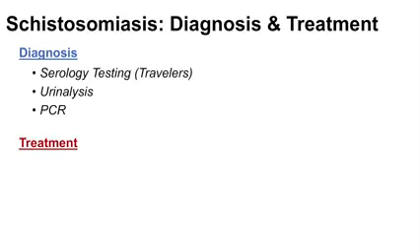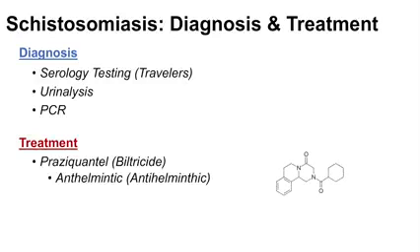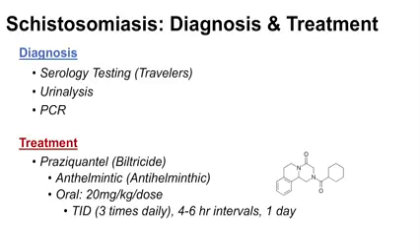And once we have determined it is a schistosoma infection, what are some of the treatments? Well, the treatment for schistosomiasis is praziquantel or biltricide. So praziquantel is actually an anthelmintic, an anti-helminthic. It's against these parasitic worms. So it is a drug that can kill these parasitic worms. And a dose of typically 20 milligrams per kilogram is needed 3 times daily, at 4 to 6 hour intervals for 1 day, would be the treatment for these individuals.